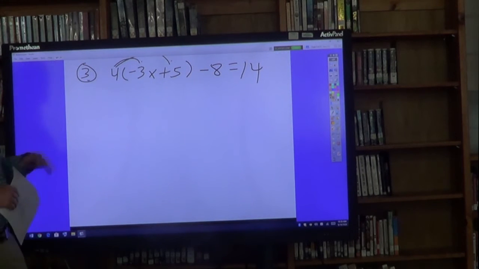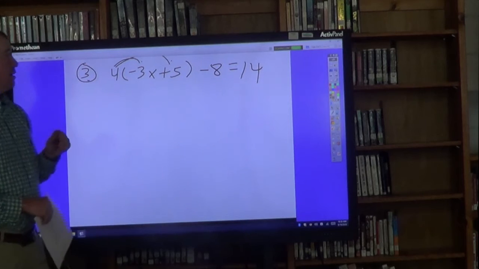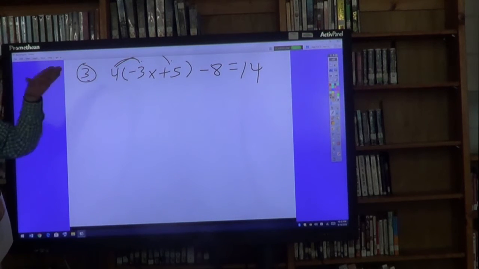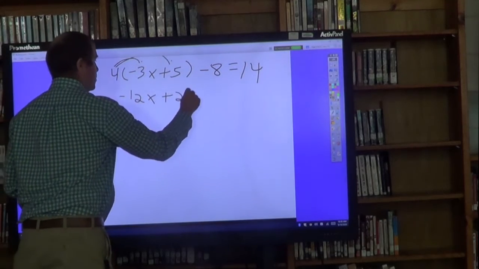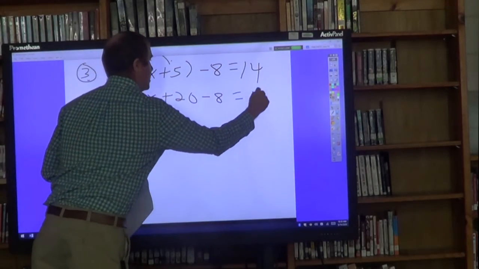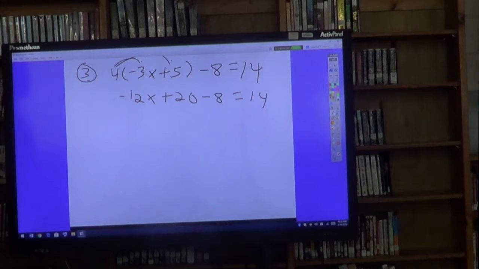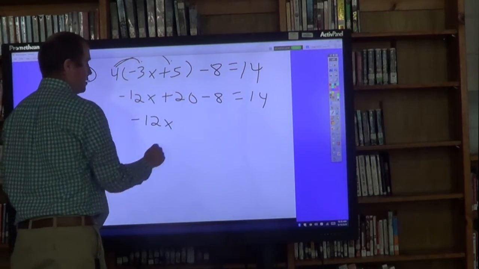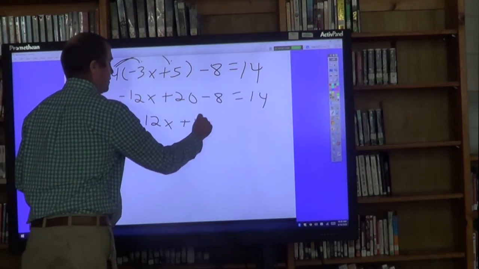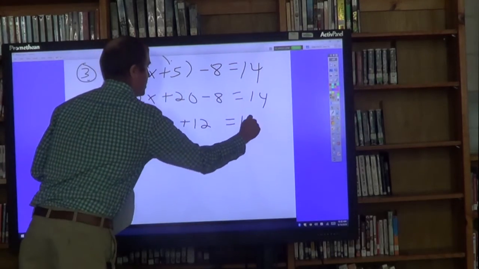So we have to distribute, and then we will also have like terms, and then we don't have the GRO going on because we don't have variables on both sides. So we'll skip that again, and then we'll go to SADME again. So -12x plus 20 minus 8 equals 14. And now we're back to where we were a while ago. This one looks a lot like what we started with on number 2. So we combine like terms, so -12x, that's going to be a positive 12 equals 14.